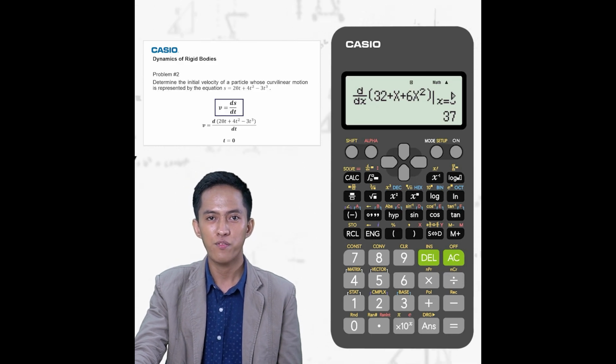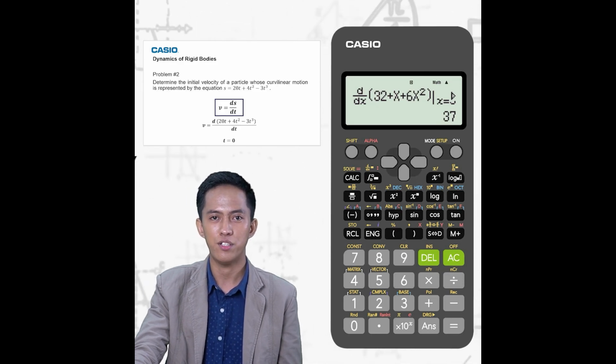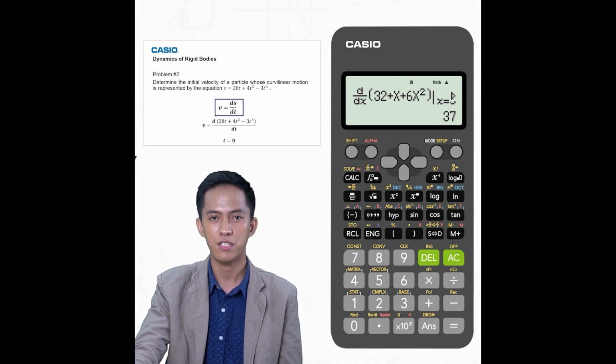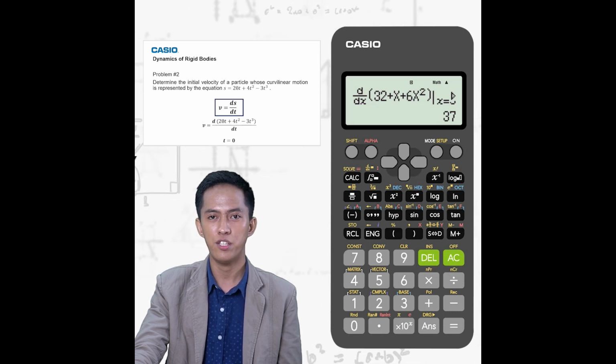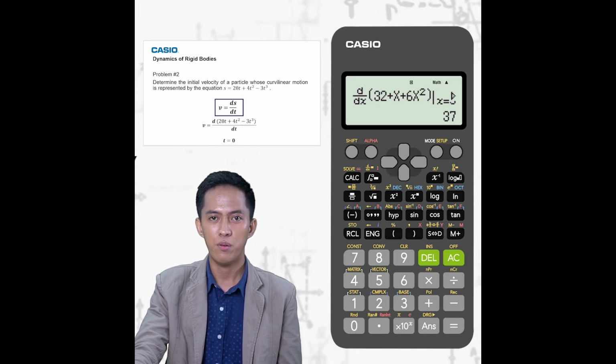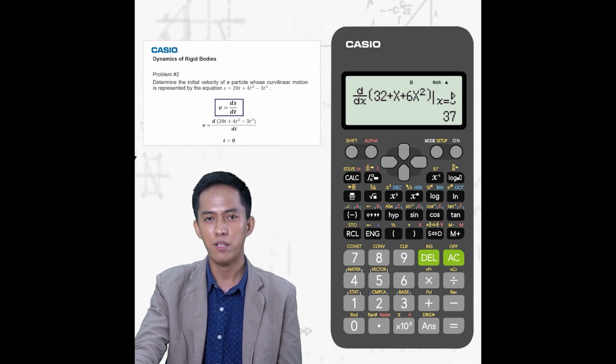To solve this problem, first, let's discuss some basic concepts. The instantaneous velocity is the derivative of position s with respect to time. Using the Casio fx-570 Plus 2nd edition, we can solve for the derivative of position s with respect to time. So at initial velocity, our analysis is that time is equal to 0. So substitute the position equation from the problem.